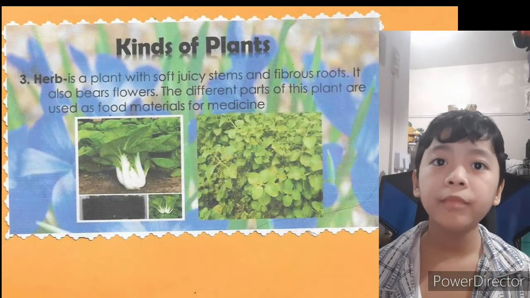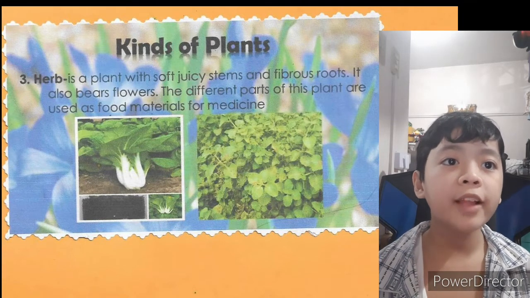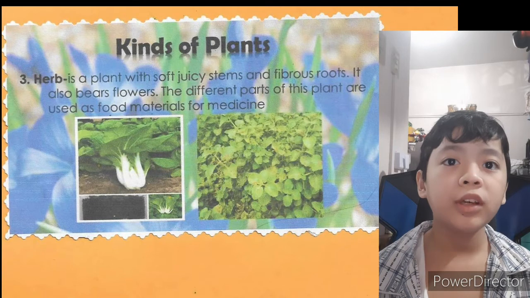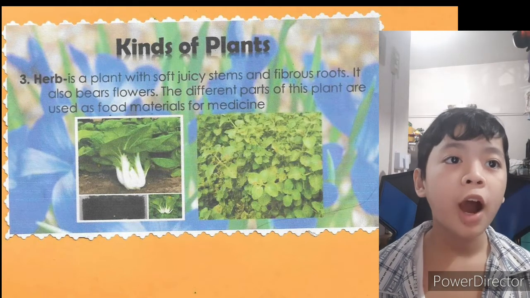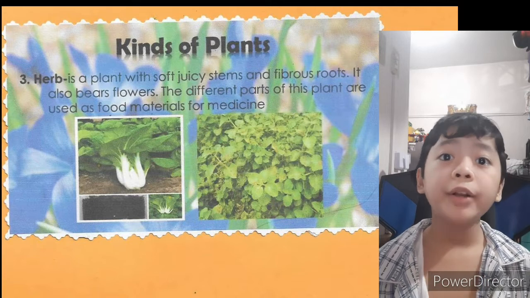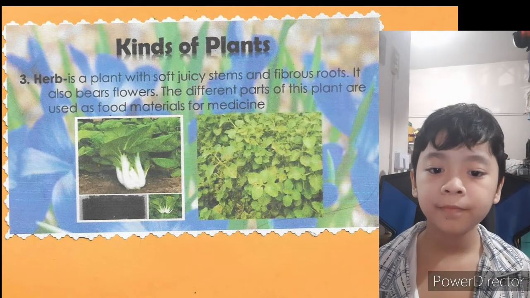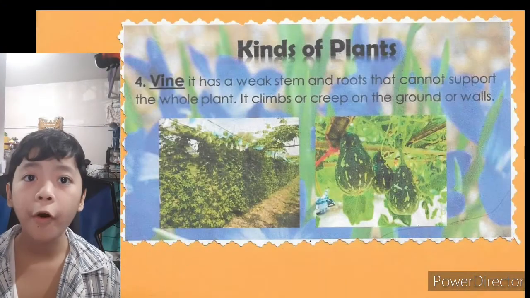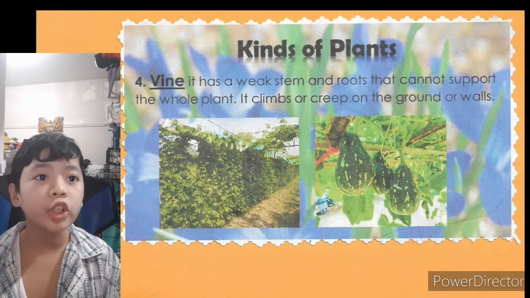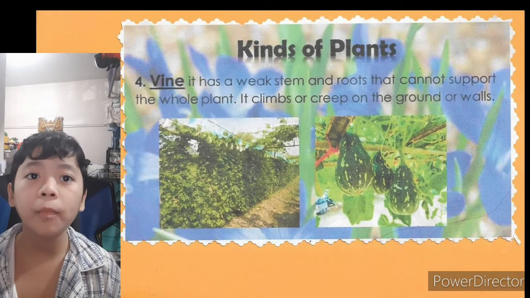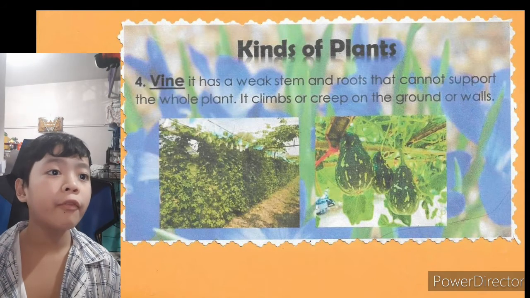3. Herb is a plant with soft, juicy stems and fibrous roots. It also bears flowers. Different parts of this plant are used as food materials or for medicine. 4. Vine. It has a weak stem and roots that cannot support the whole plant. It climbs or creeps on the ground or walls.